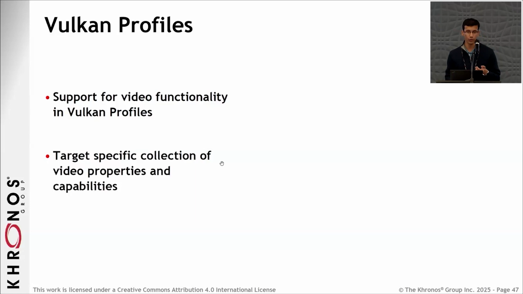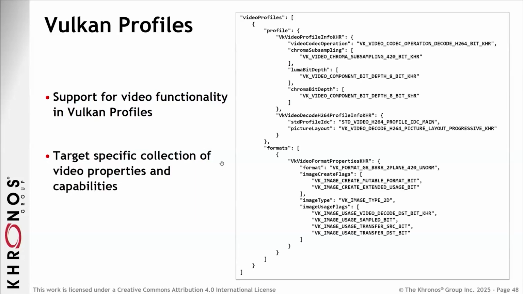So if you consider an example of, say, looking for an implementation that is capable of decoding H264 420 8-bit content, and where the decoder output allocation also supports transfers, the block that I have here is something that you would put in a profile to look for whether the implementation supports it.